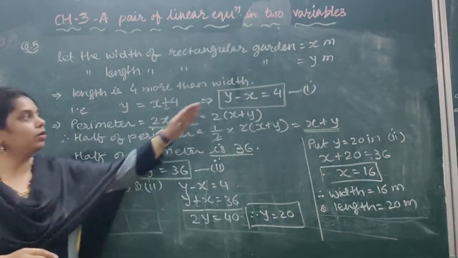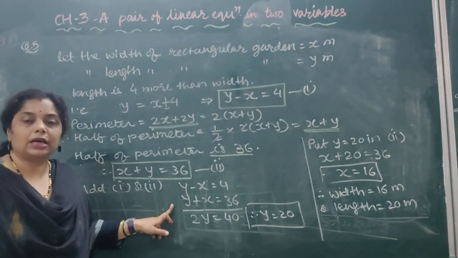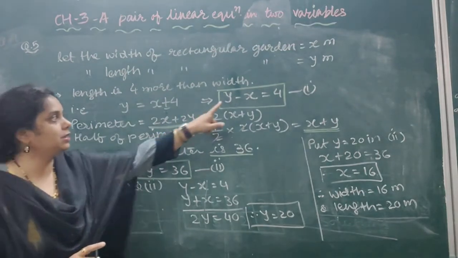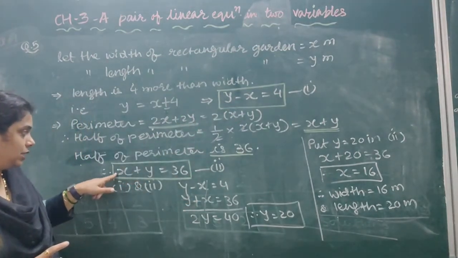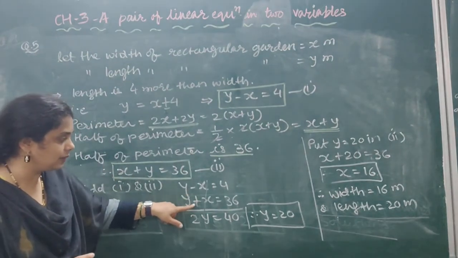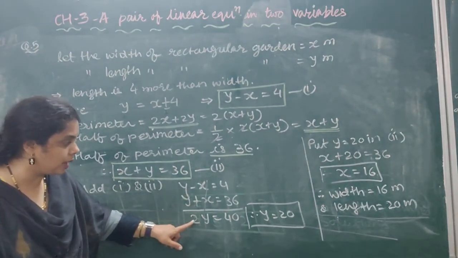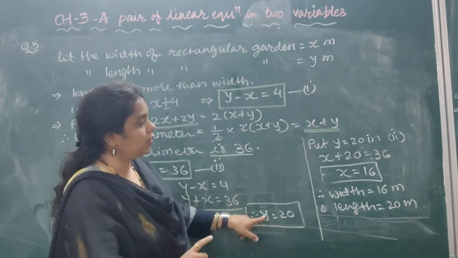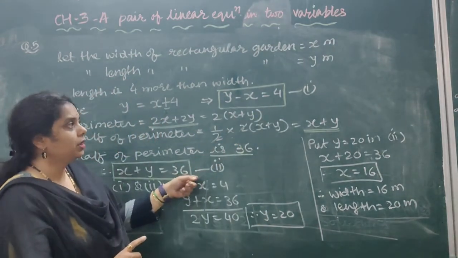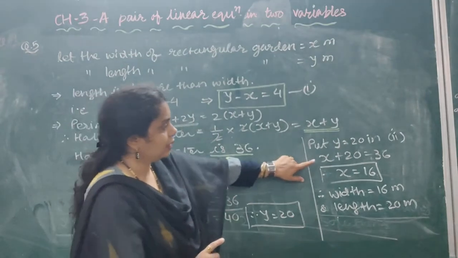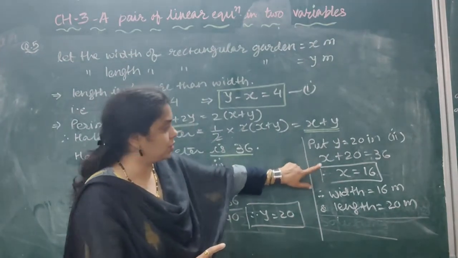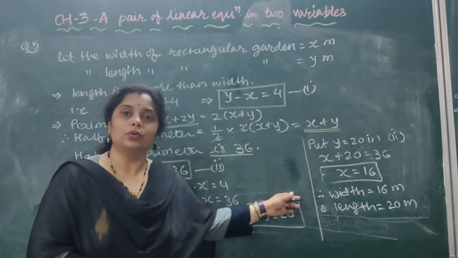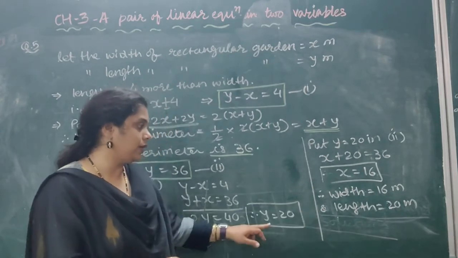After getting a pair of linear equations, they are asking to find out length and width. So for that we have to do addition, as here it is minus, here it is plus. So we do addition. So minus x plus x cancels out. Finally we get 2y is equal to 40 and therefore y is equal to 20. If we substitute this value of y in any one equation, we will get the value of x. And if I put y is equal to 20 in the second equation, I will get x is equal to 16. What is x here? Here x is equal to width and length is equal to 20, we already got.